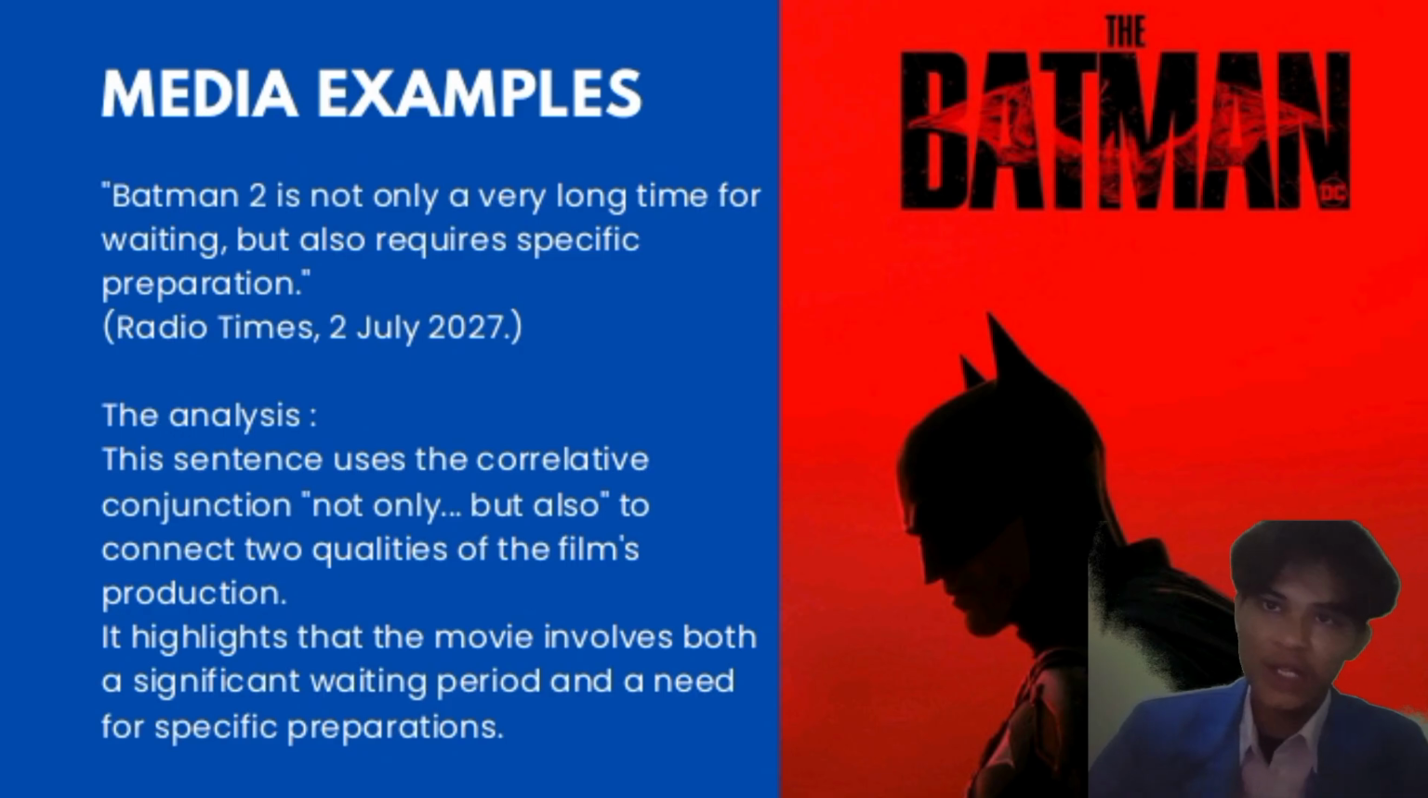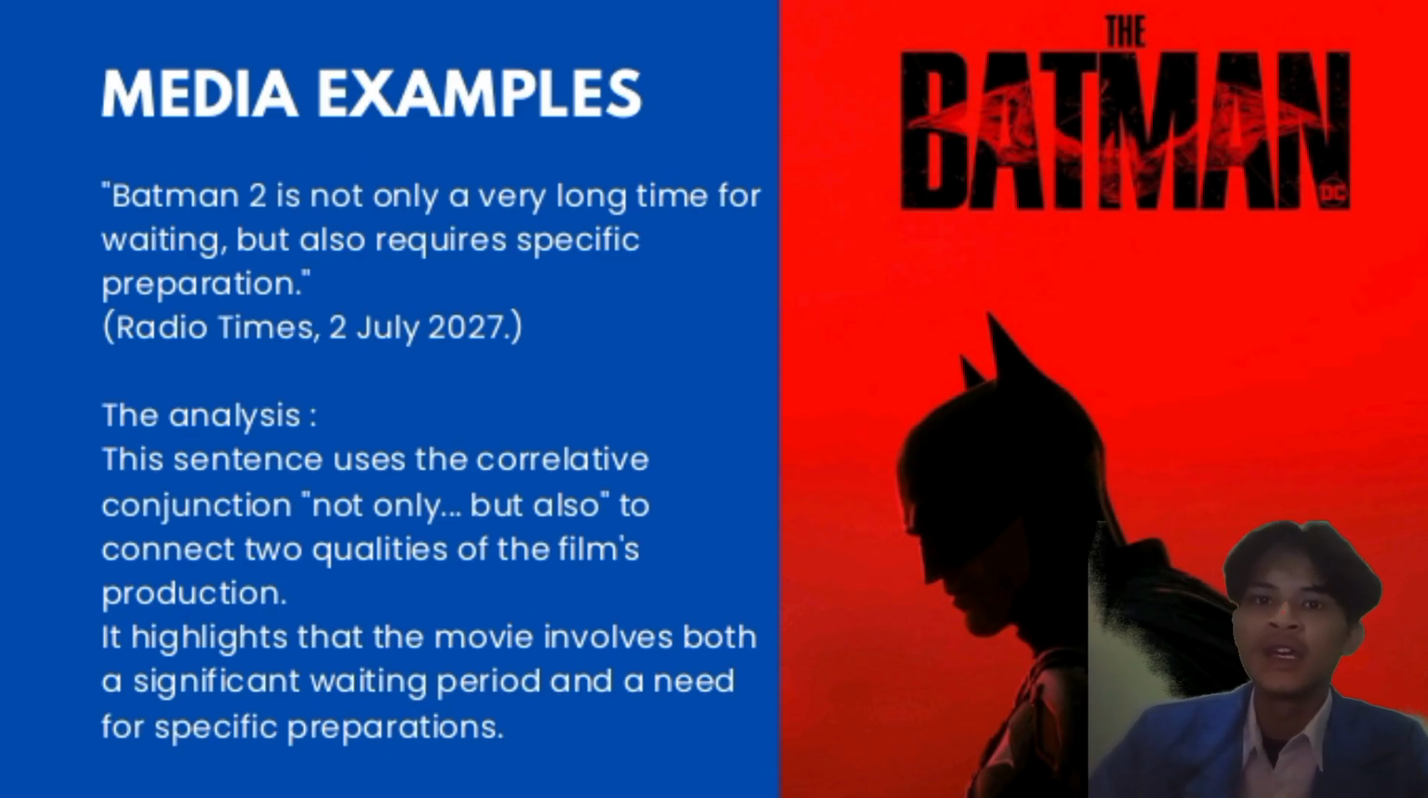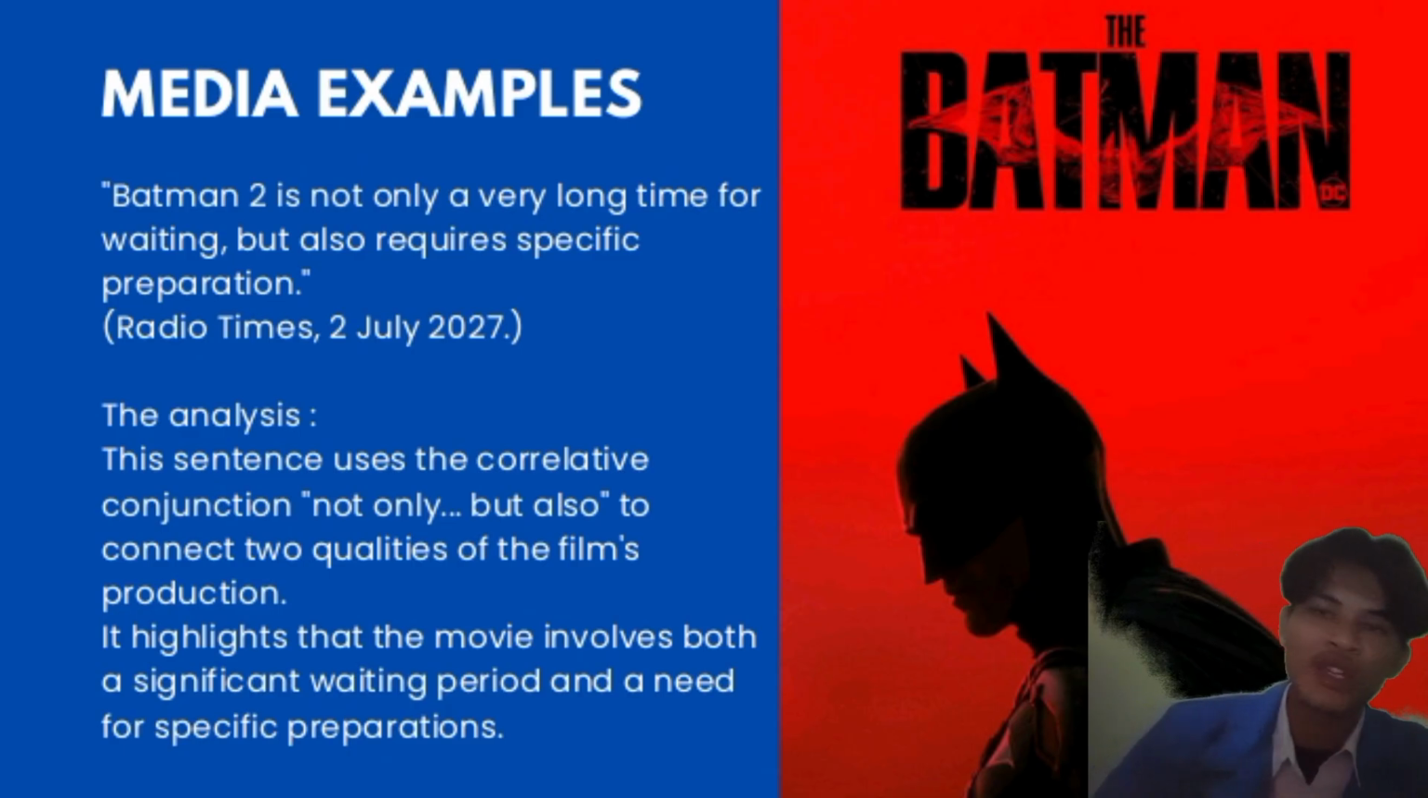And I got this from media examples. Batman 2 is not only a very long time to wait, but also requires specific preparation. I think I made a mistake. Okay, the analysis. This sentence used the correlative conjunction not only but also to connect the qualities of the film's production. It highlights that the movie involves both a significant waiting period and a need for specific preparations.